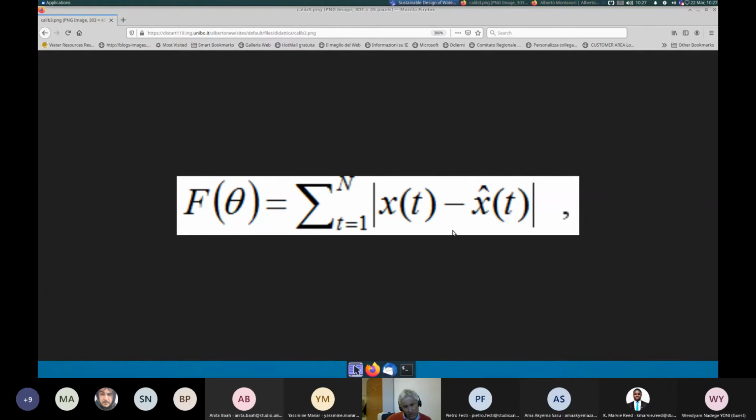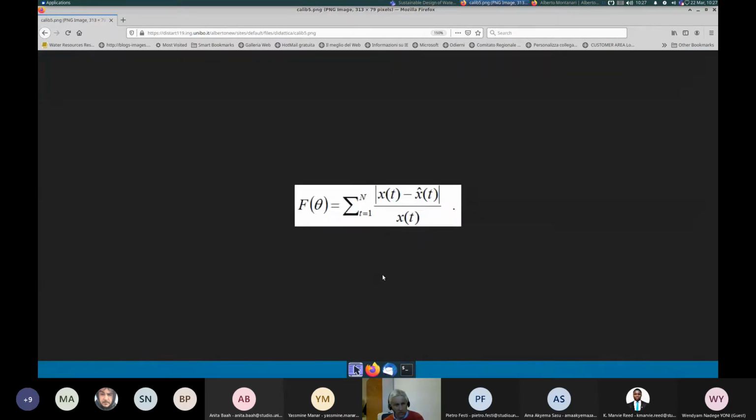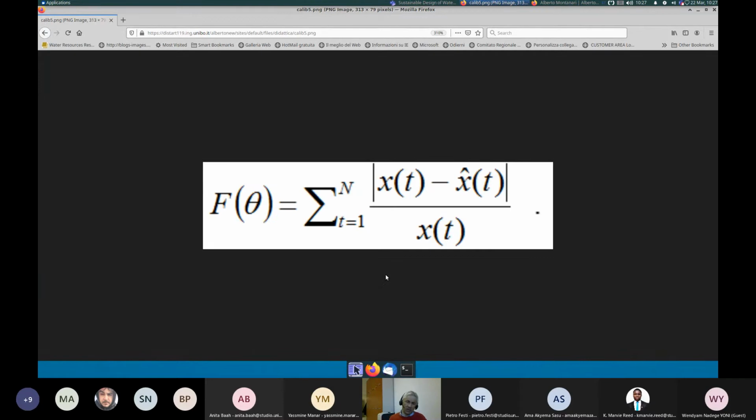And so let me say again, sum of absolute errors. For the sum of absolute errors, we said that it's good when we want to put emphasis on the low flows. Perfect. But what if we want to put even more emphasis on the low flows? Even more. Okay, so another alternative for low flows is this one. And this is called sum of absolute relative errors.